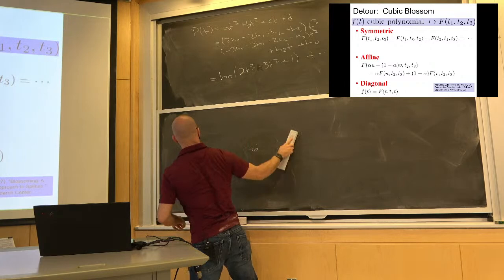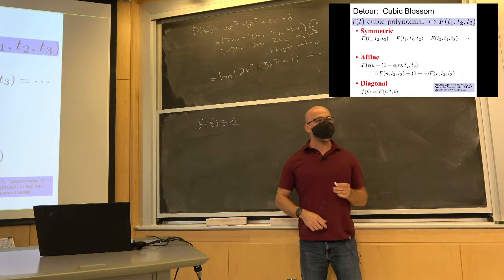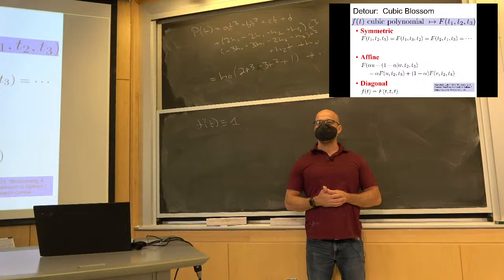OK, so first of all, can anybody give me the cubic blossom for the following cubic polynomial, which is f of t is identically equal to 1? What would be a good cubic blossom for this one? I'll give you a hint. Try basically the only thing you can think of. Yes?